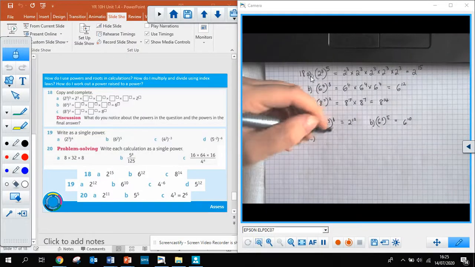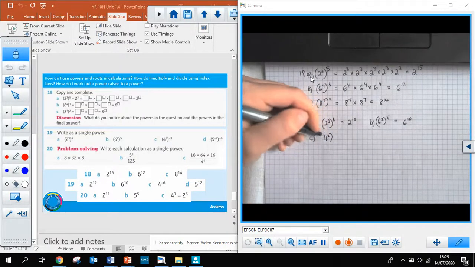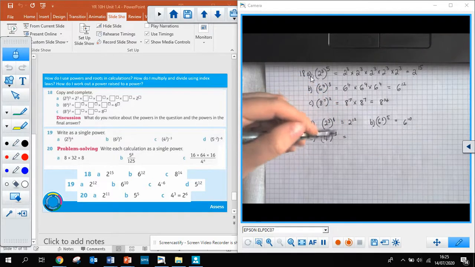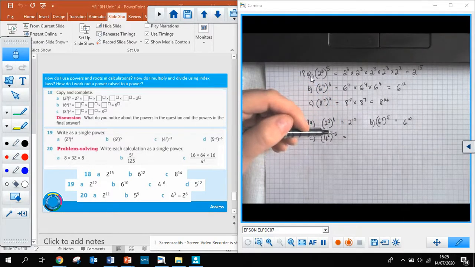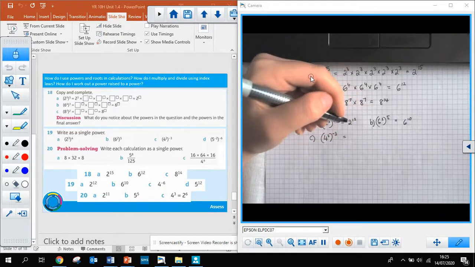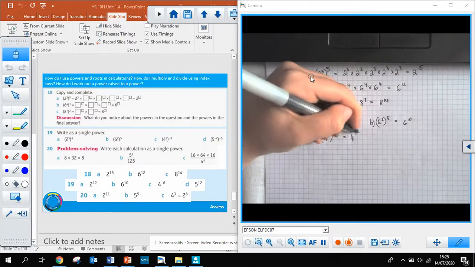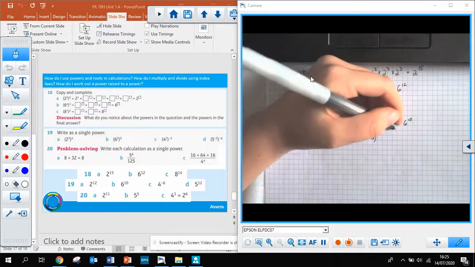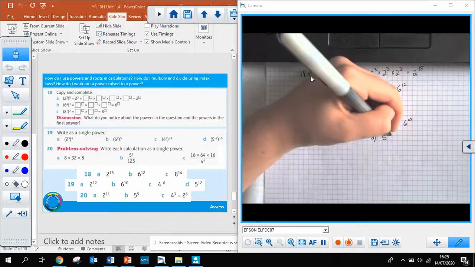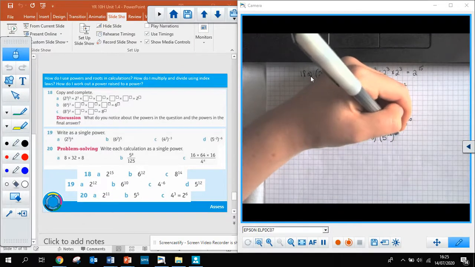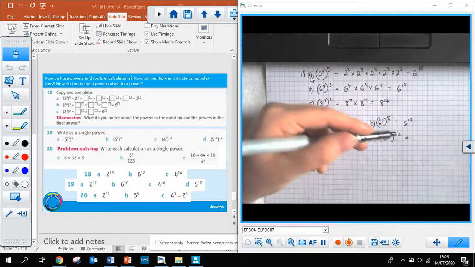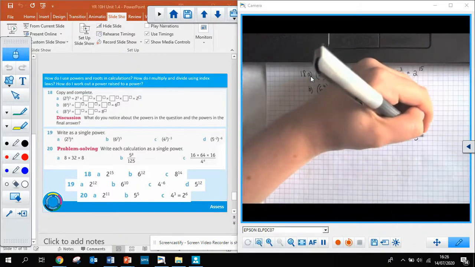Part C, we've got 4 squared, all raised to the power of negative 3. So we're doing 2 times negative 3. A positive times a negative is a negative. 2 times 3 is 6, so it's 4 to the power of negative 6. And then finally, part D, we've got 5 to the power of negative 2, all to negative 6. A negative and a negative make a positive. 2 times 6 is 12, so our answer is 5 to the power of 12.